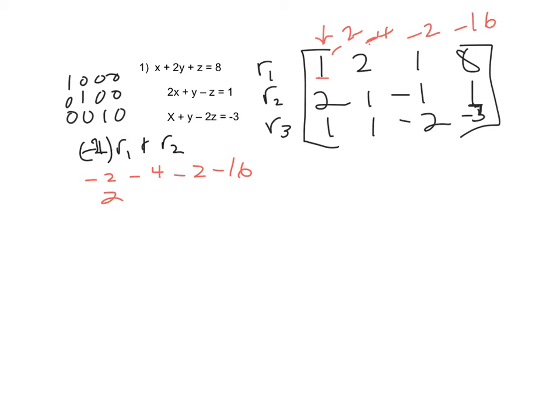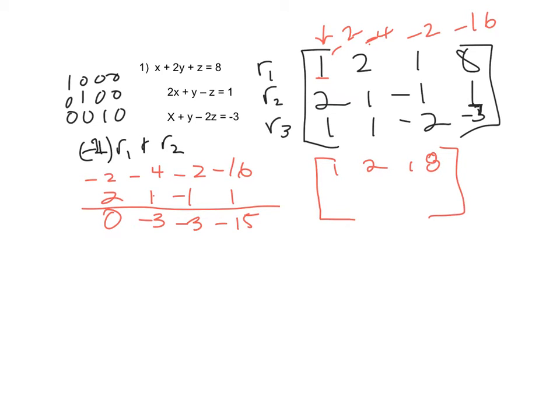And I'm going to add that to row 2, which is 2, 1, negative 1, 1. Add down, there's my 0. Negative 3, negative 3, negative 15. All right, now my new matrix, I'll write it in red. I didn't change my first row, so I got 1, 2, 1, 8. I changed my second row now to 0, negative 3, negative 3, negative 15, and I didn't change the third row, so I got this. Okay, so I got a 0 in that spot, which is great.